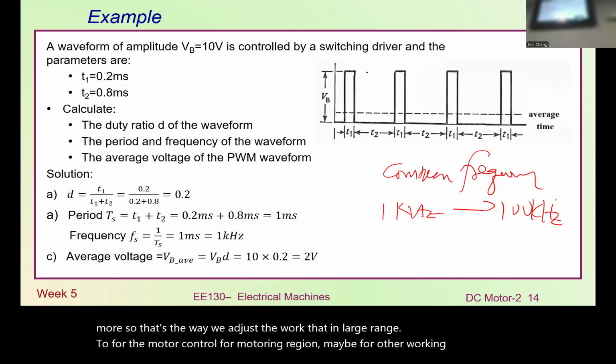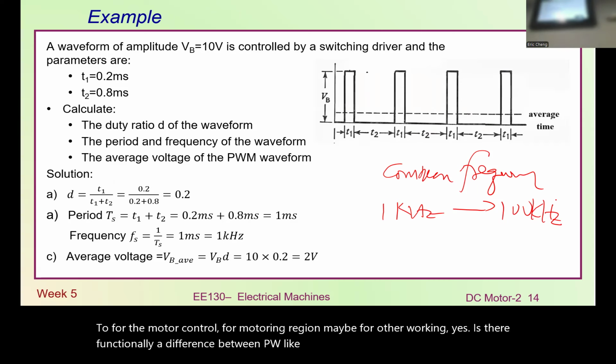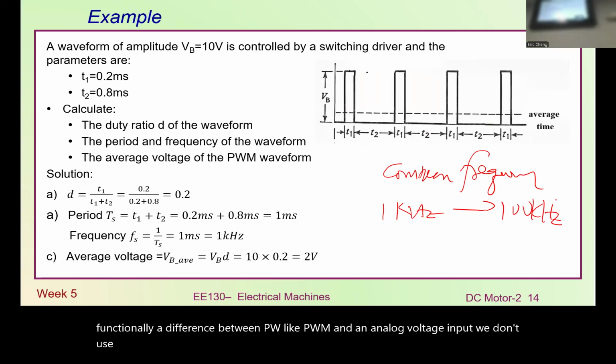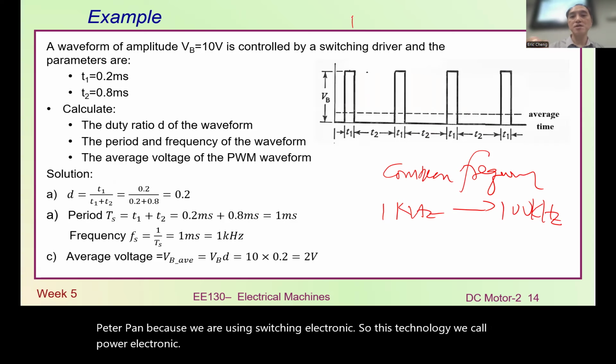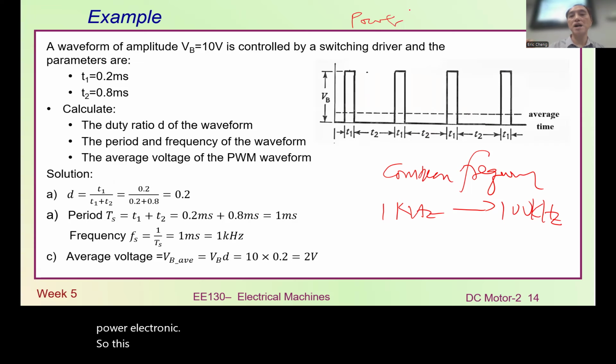Yes? Is there functionally a difference between PWM and an analog voltage input? We don't use analog. Why is that? Because later on you can see the circuitry. We all use PWM because we are using switching electronics. This technology we call power electronics. This field of study is called power electronics.